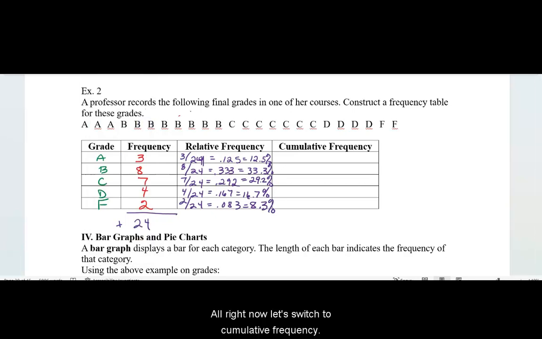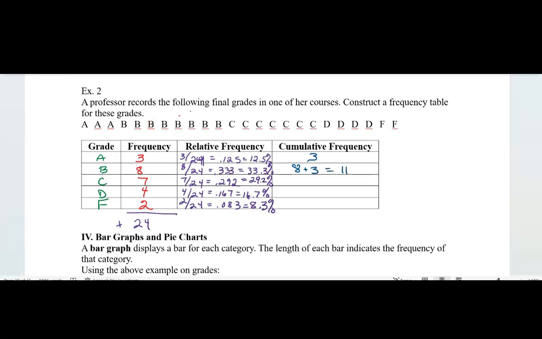All right, now let's switch to cumulative frequency. Now I'm going to show you an example of what that description meant about a couple minutes ago. Cumulative frequency. So you start with the frequency. The first frequency, there's 3 A's. That's all I have. Cumulative means we're going to keep adding from the previous category. So in the next one, we have 8 B's, but now we add the 3 from the previous.